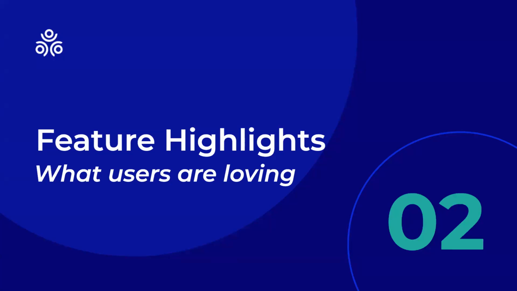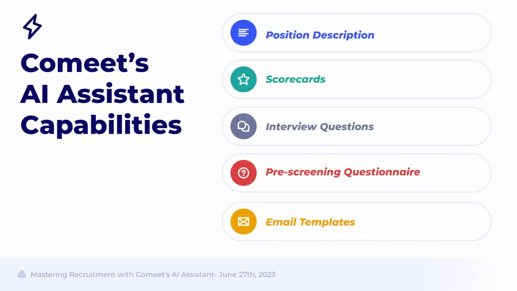I'm going to use the presentation as well as my demo account. Just as a beginning to sort of list all of the different capabilities of Comeet's AI assistant, you can see it here on the screen. First and foremost, you'll be able to craft and phrase different position descriptions. You'll be able to do this for new positions and existing positions.